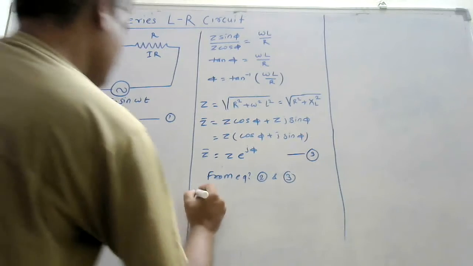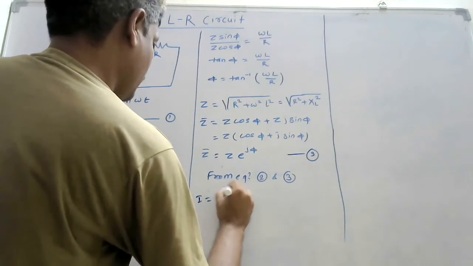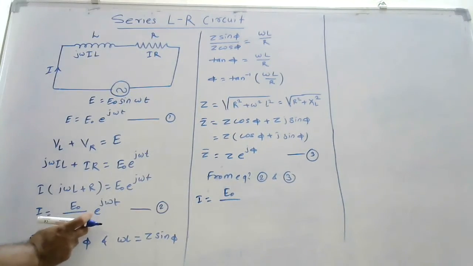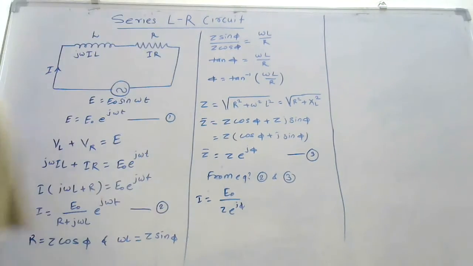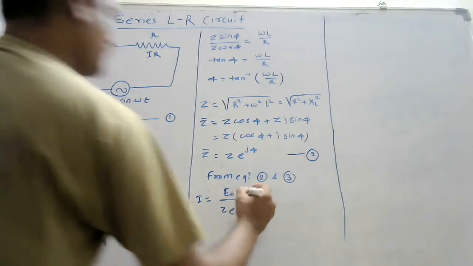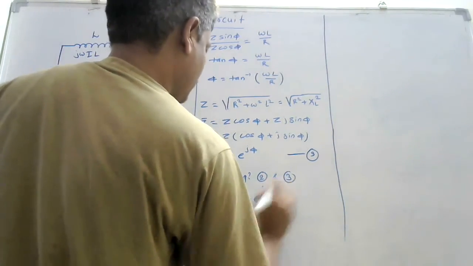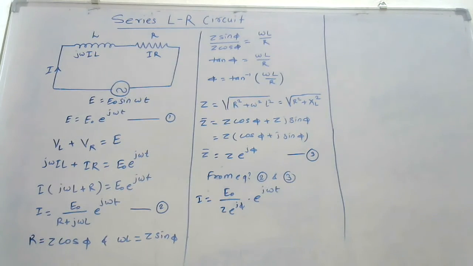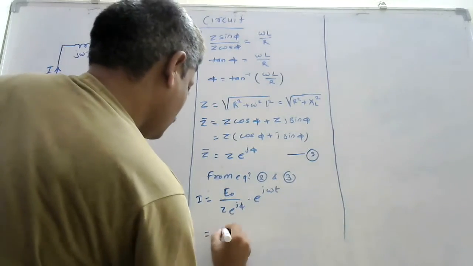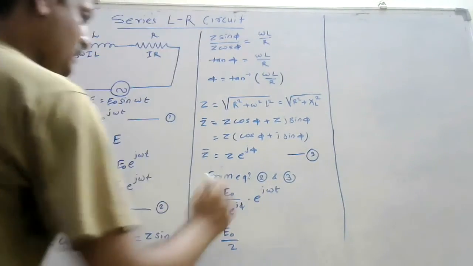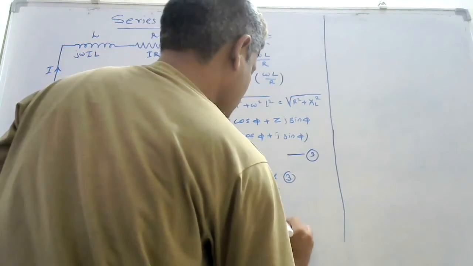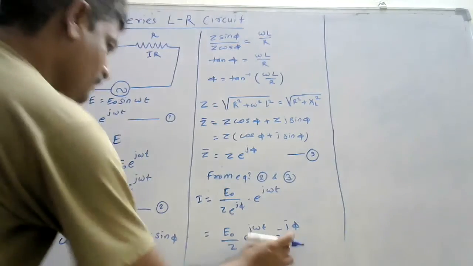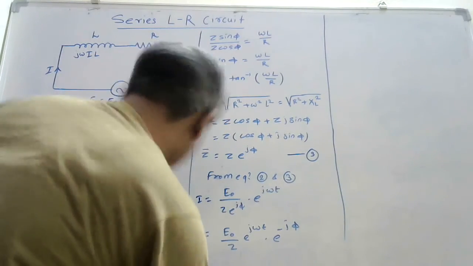That is, I is equal to E naught upon Z bar. That is, Z into e to the power J phi, into e to the power J omega T. Now simplify this expression. Now we get E0 upon Z into e to the power J omega T into e to the power minus J phi. Then simplify this exponential term.